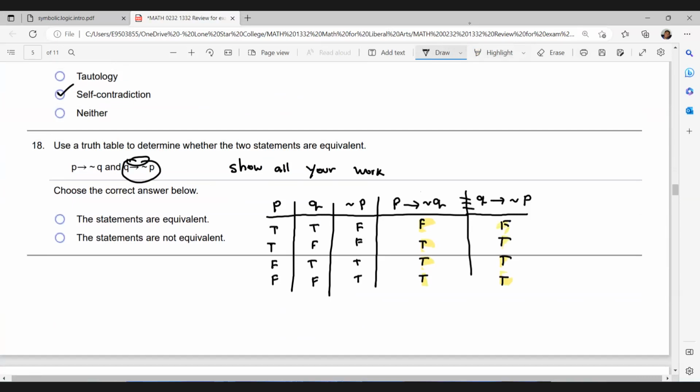This is the symbol that we use in logic for equivalent. Because row for row, they were exactly the same value. But had one of these been different, let's just say, for example, this one was different, then they would not have been equivalent, because it must be every single row that matches. So in this case, it was a true match, row for row.